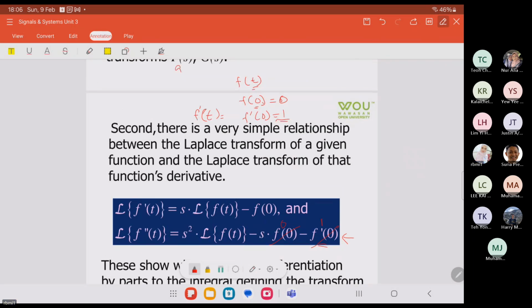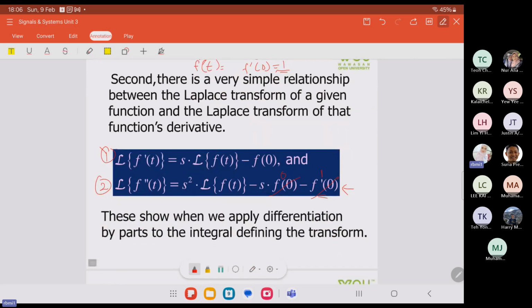And one more thing, it is a transform of derivative. This we call the transform of derivative. This is the first derivative, the upper one. This is the second derivative. How to determine the first or second derivative? It can also be the third derivative actually, but in our syllabus we only cover the first and second derivative. How to determine?